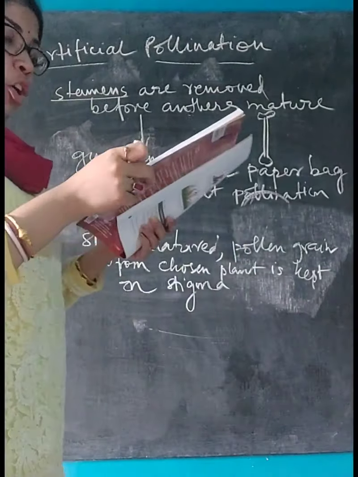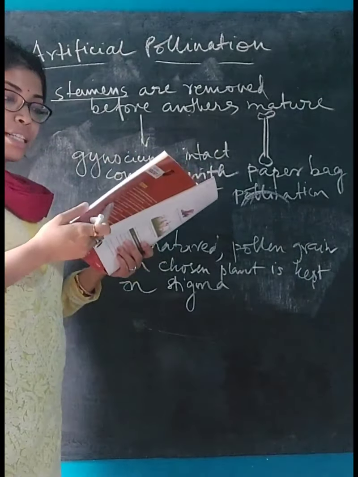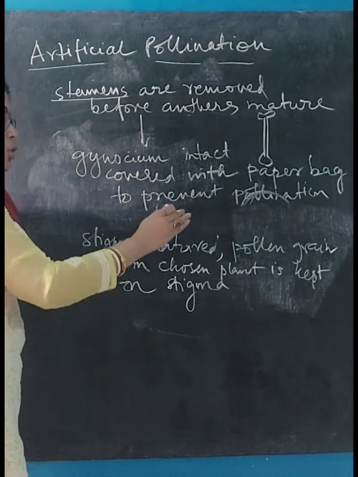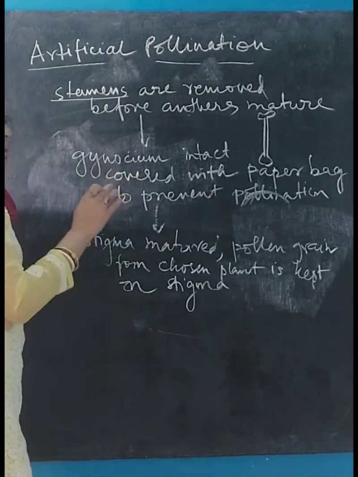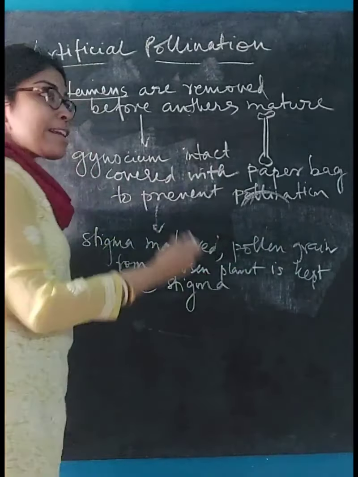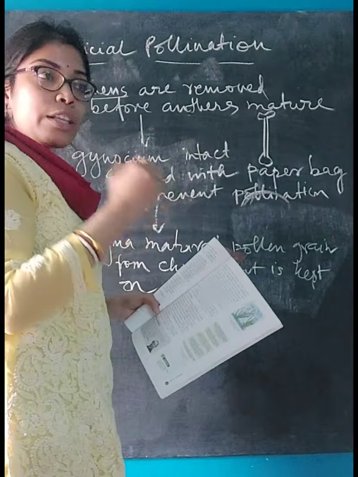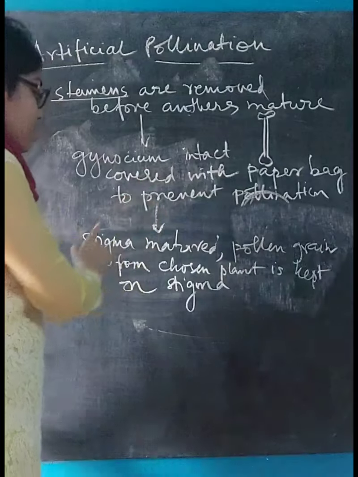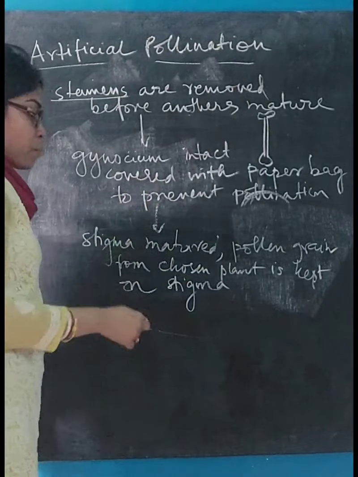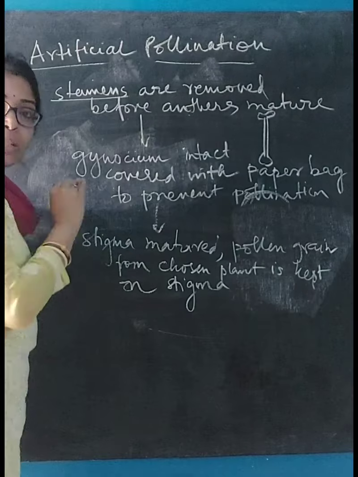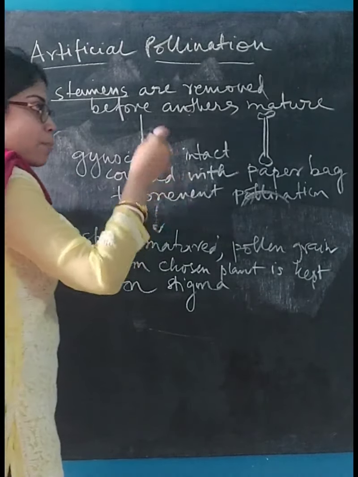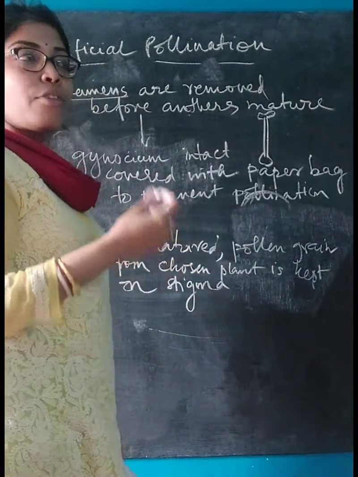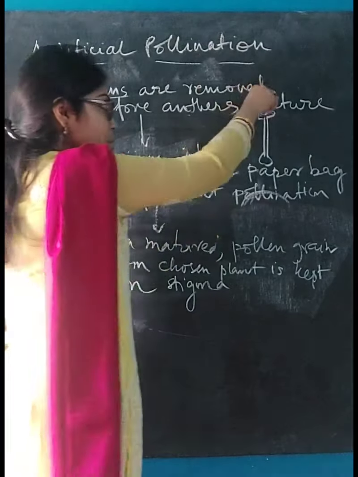Okay, so when the stigma of this flower matures, pollen grains from another selected plant are taken and deposited on the stigma. So previously what we did, we tried to prevent natural pollination by covering the plant with a paper bag, and this flower is no more a bisexual flower, it is just a female flower, and we let the stigma of this plant mature. Okay, so after it has already matured, what we do is we take pollen grains from a chosen plant that has characteristics of our choice. We take pollen grains and drop them on the stigma.